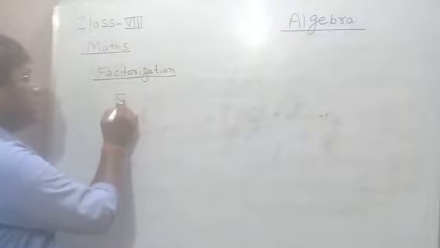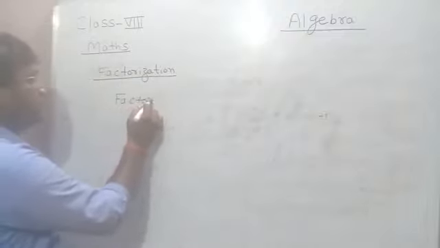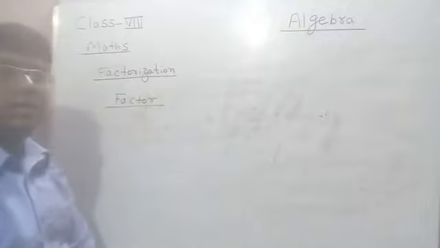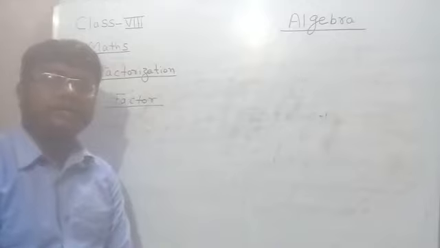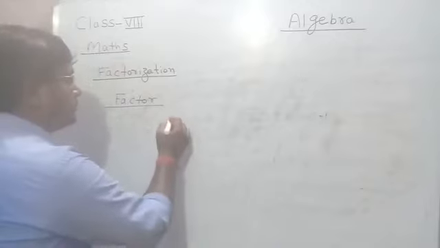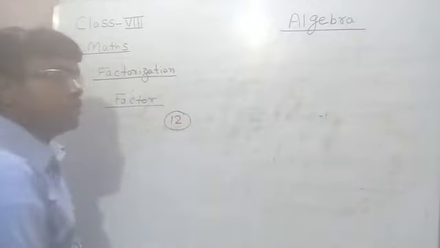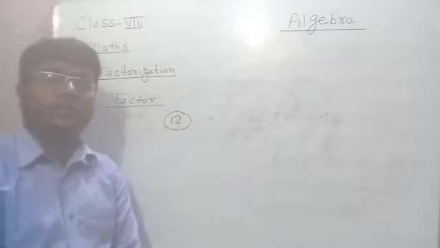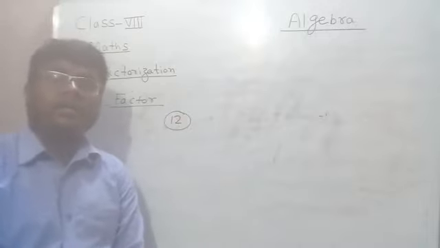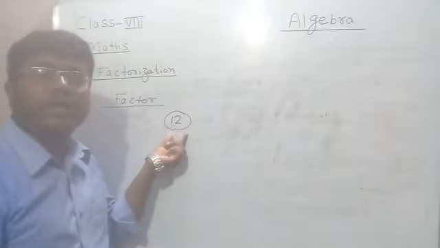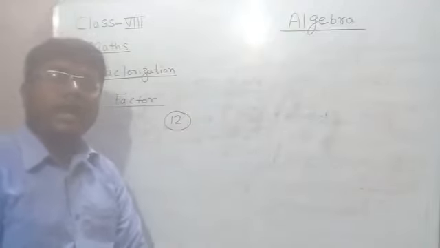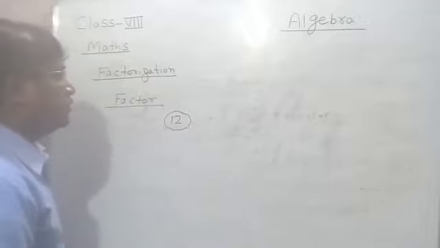So what does this factor mean? I am giving here an example with a number. Suppose you are going to find the factors of 12. So what are the factors of 12? Simply, those numbers which can divide 12 exactly are the factors of 12.